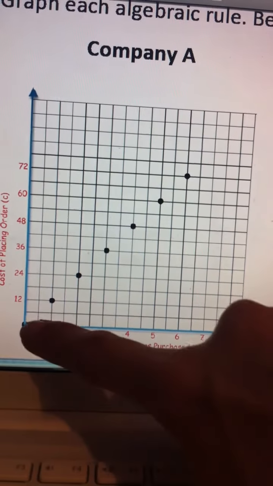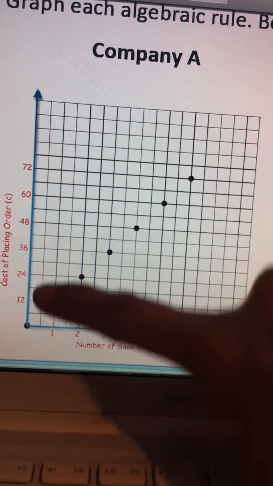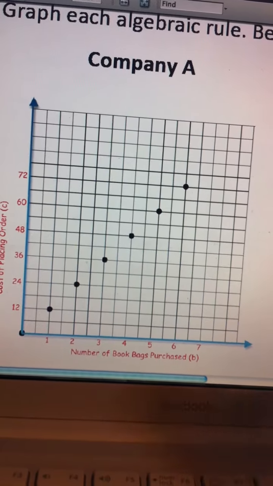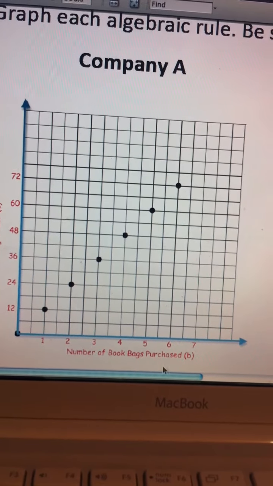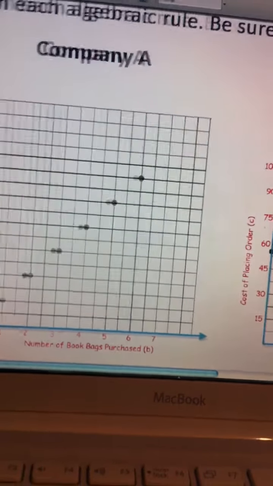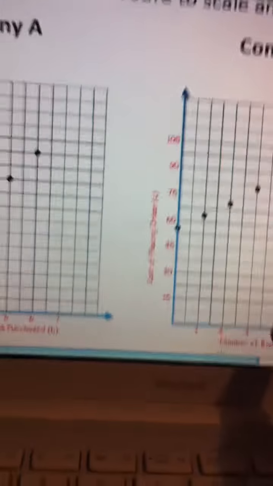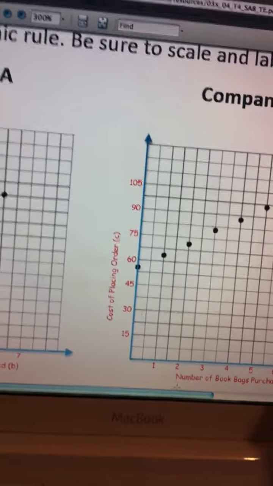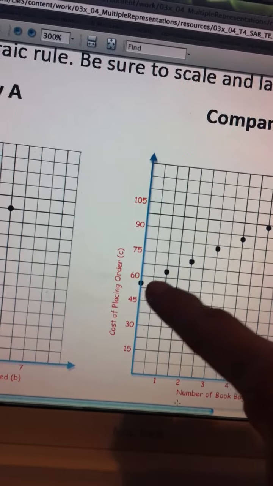Then on our output, company A went up by 12 because I went 12, 24, 36. It should be pointed up and to the right in a pretty straight line. Company B says number of book bags as well on the bottom, 1, 2, 3, 4, 5, 6, but starts way up here and has a little bit of a flatter line.